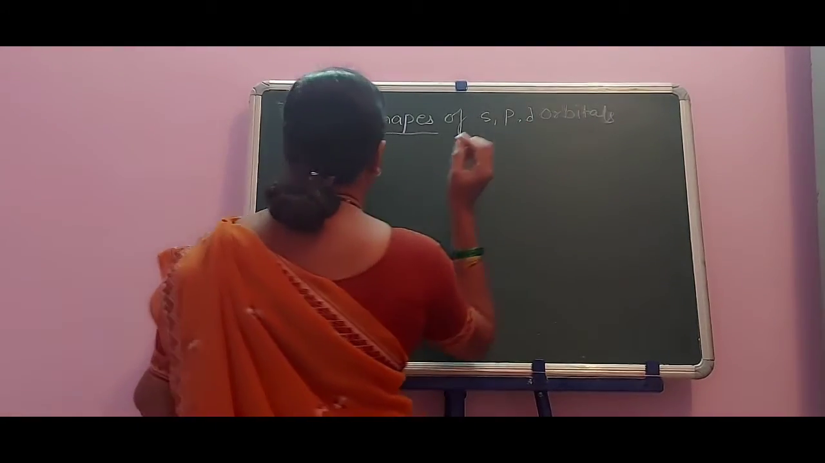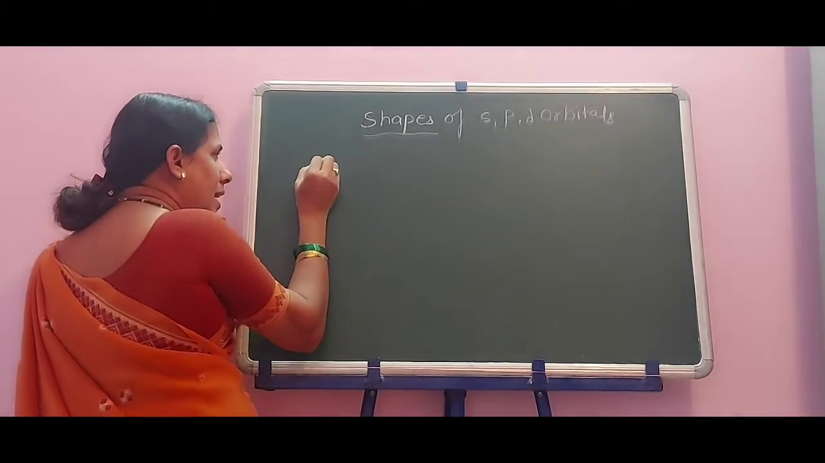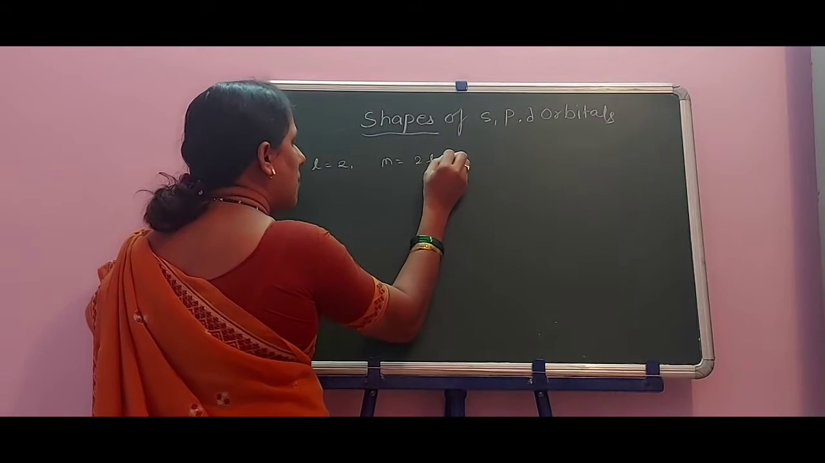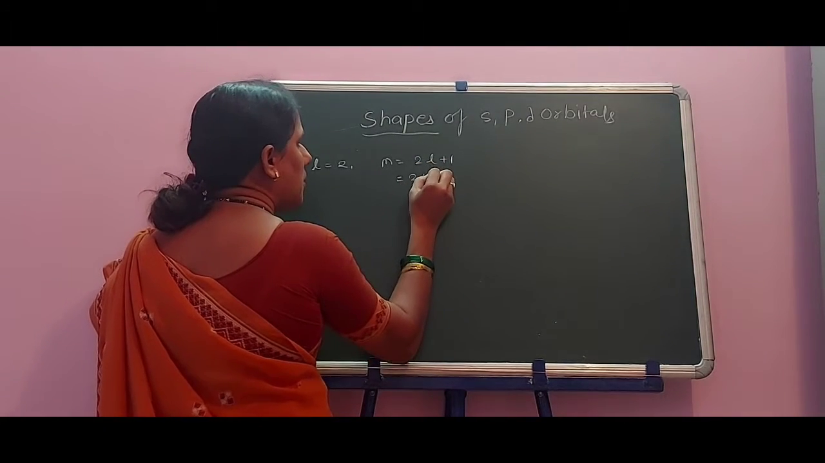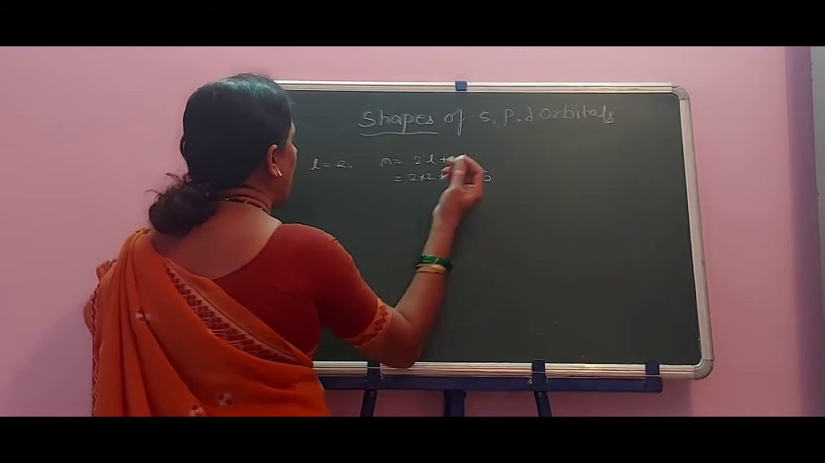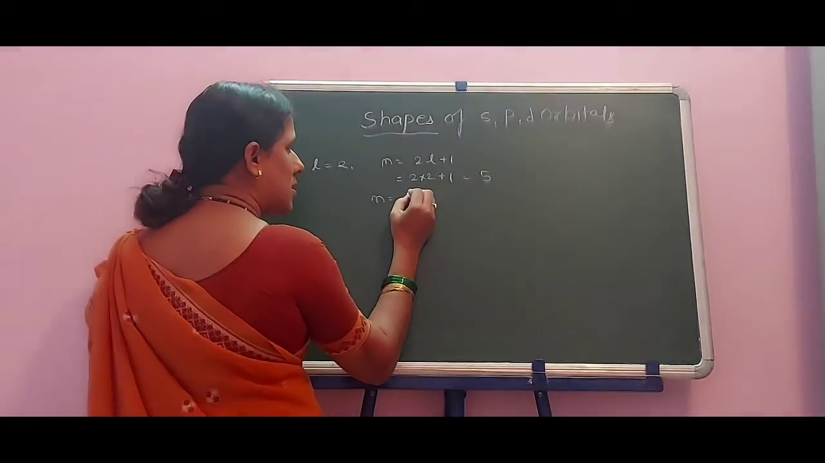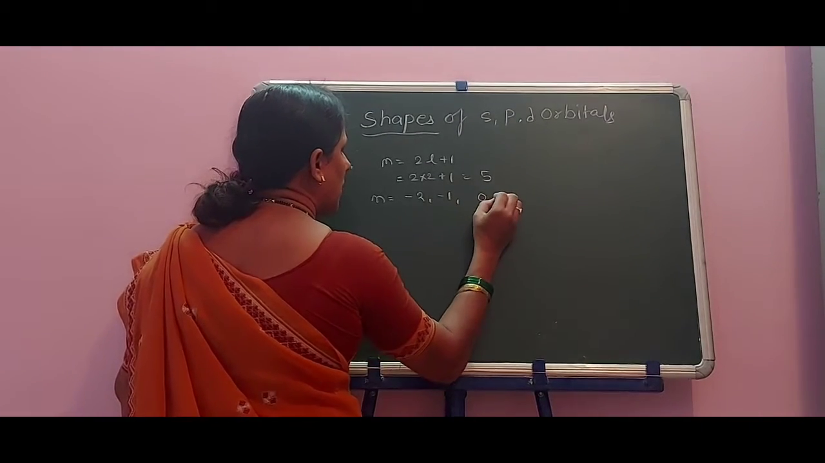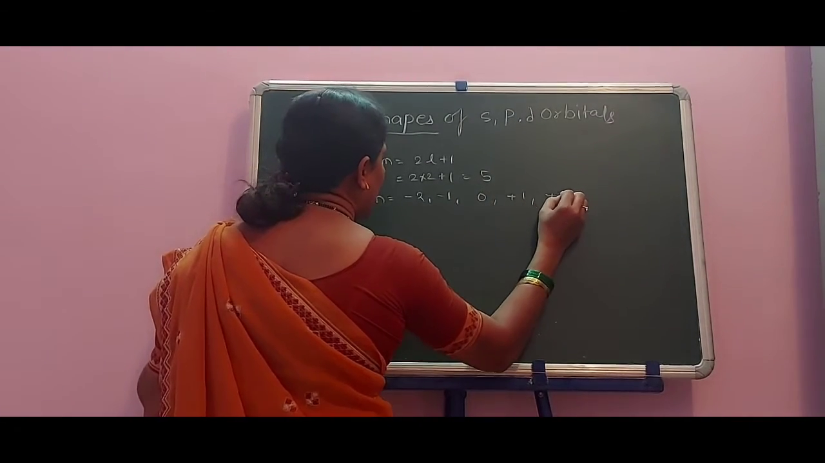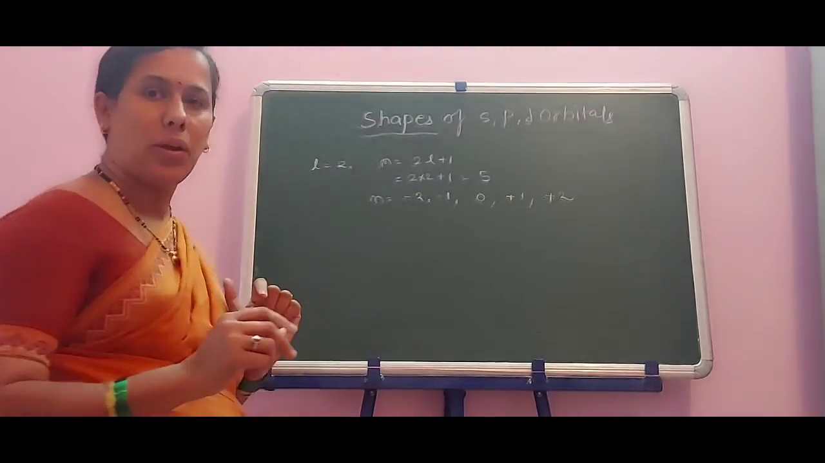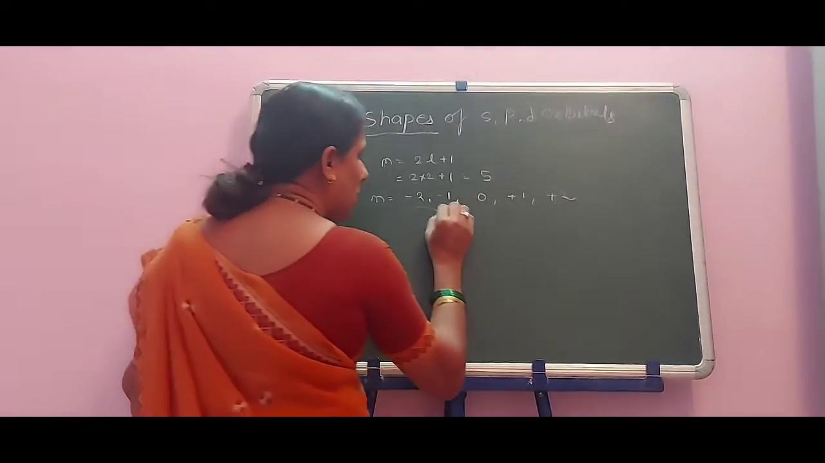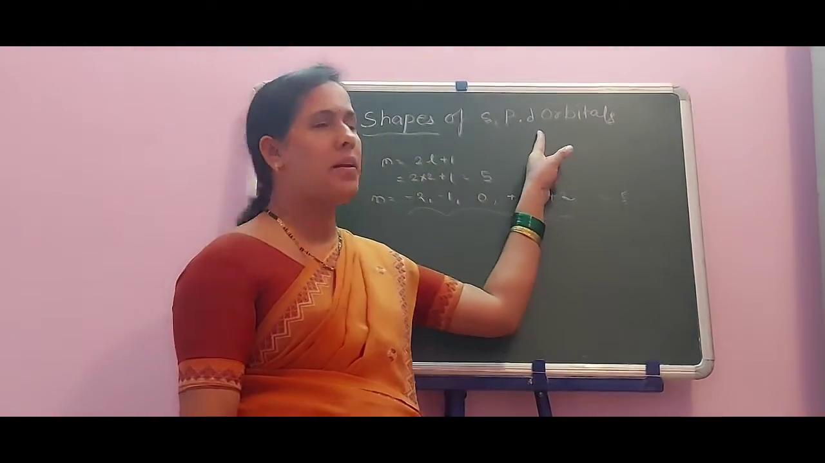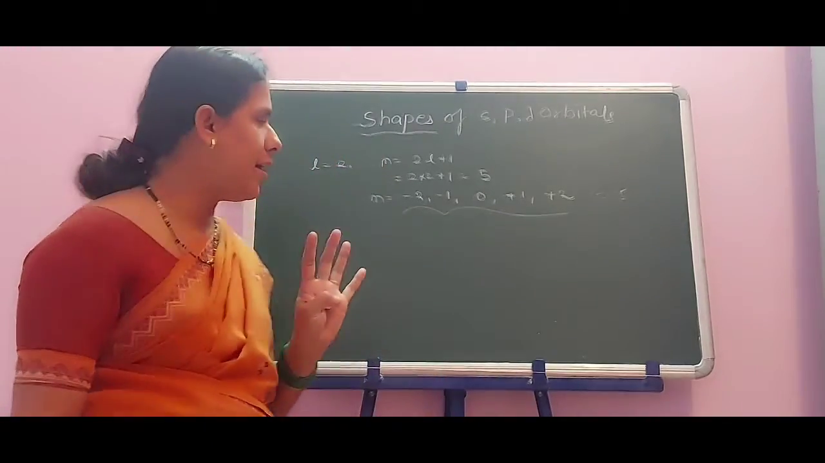D orbitals. As L is equal to 2, M is equal to 2L plus 1. What is the value? 2 into 2 plus 1, that is equal to 5. That is, M has the values minus 2, minus 1, 0, then plus 1 and then plus 2. Now, as the number of M values is 5, therefore there are 5 d orbitals.